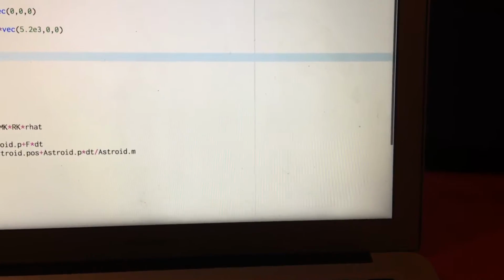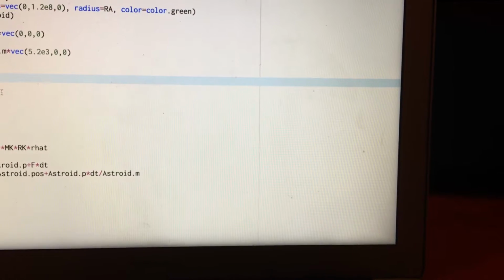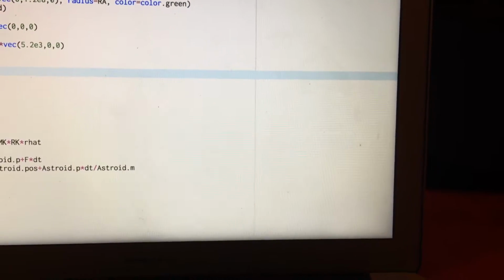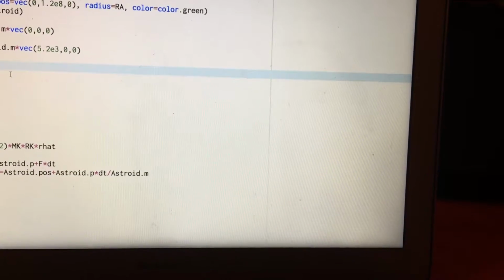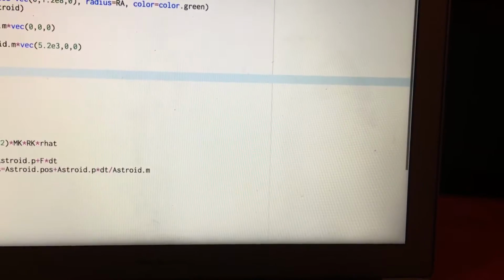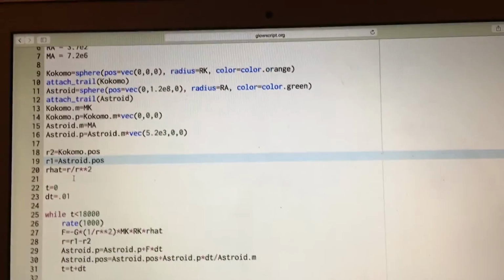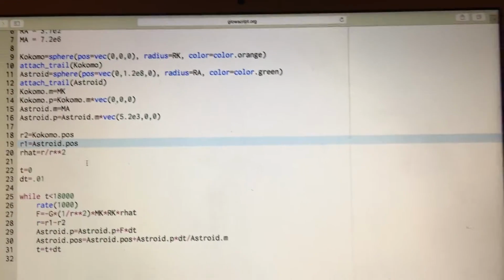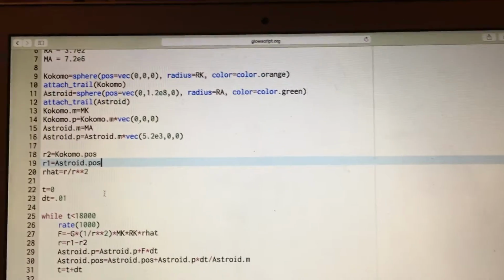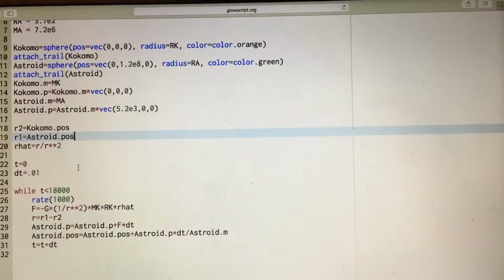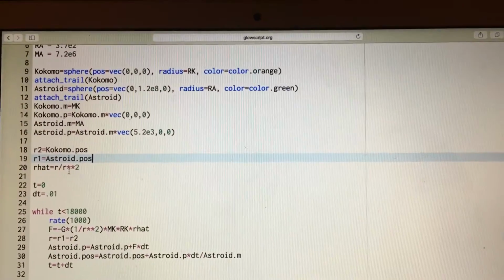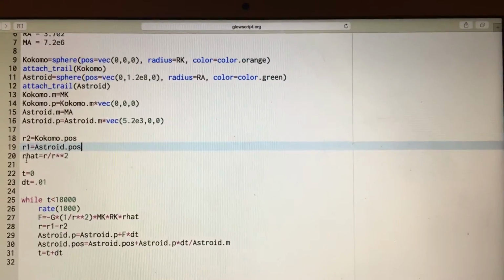Next, I gave the vector r of Kokomo and the asteroid listed, and I listed them so I could go ahead and find the r hat and show that r hat is equal to the vector r distance from the center of asteroid to the center of Kokomo, and I divide it by the magnitude of that squared to find r hat.